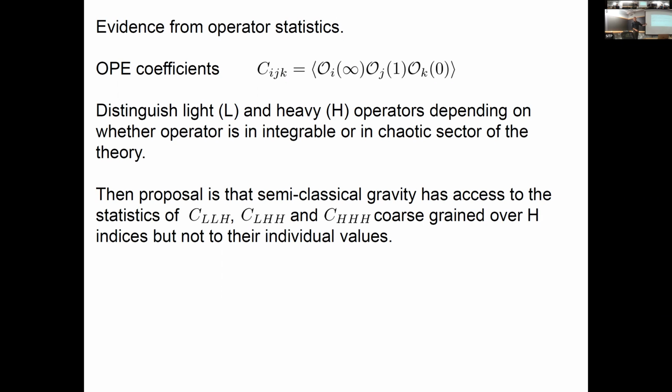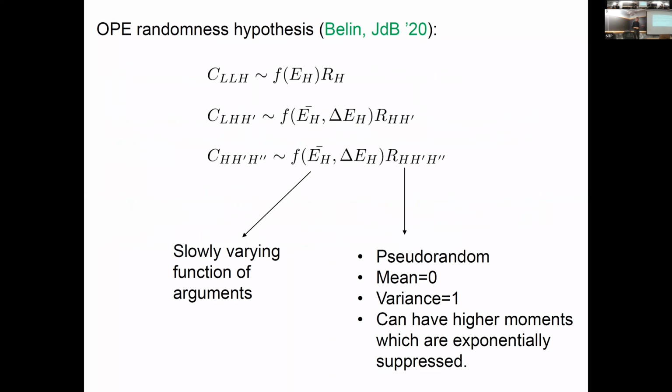The light OPE coefficient is just a low energy 3-point vertex, and you can just read it off from the Lagrangian. There's not much going on there. And so you can read off from your semi-classical theory the statistics of these quantities, but not their individual values. So let's see if you can actually do that.